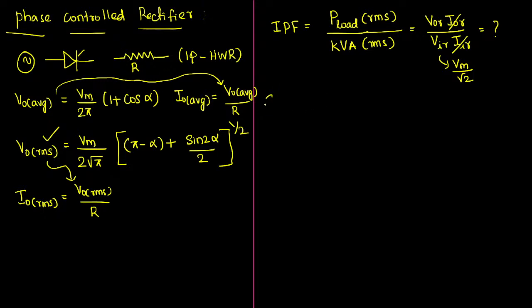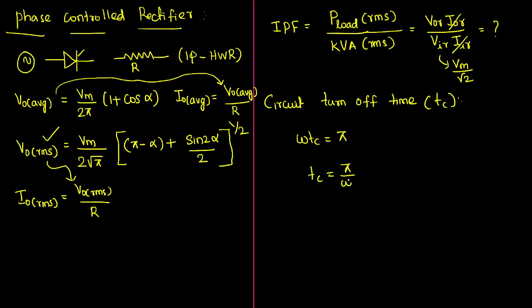The next most important term when we are discussing thyristors is circuit turn off time. It is the most repeated area. Circuit turn off time is basically represented by TC. What is the formula to explore this value? In case of a half-wave rectifier, omega TC equals pi. So the circuit turn off time will become pi by omega. Omega will be directly given in your examination. You will be asked to calculate the circuit turn off time for a half-wave rectifier with R load. With R load means you have to use this formula. I hope you all understand this.